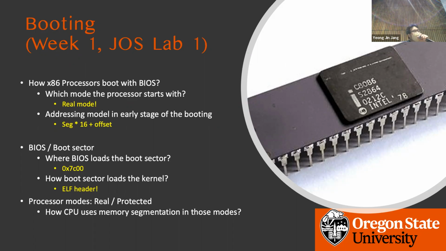And then we have two modes of the processor. It starts with real mode, and then it is turned on into protected mode. In protected mode, we need to use the GDT to specify what kind of memory region we can access within protected mode.